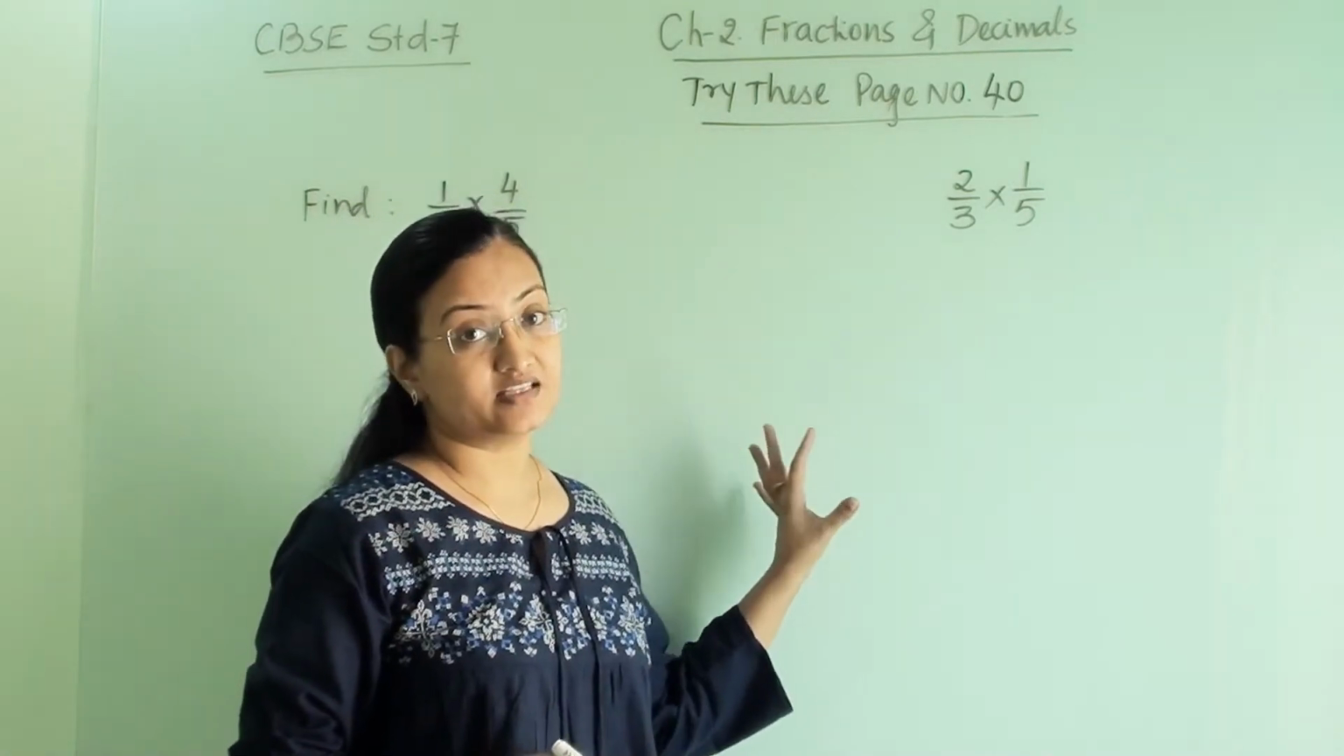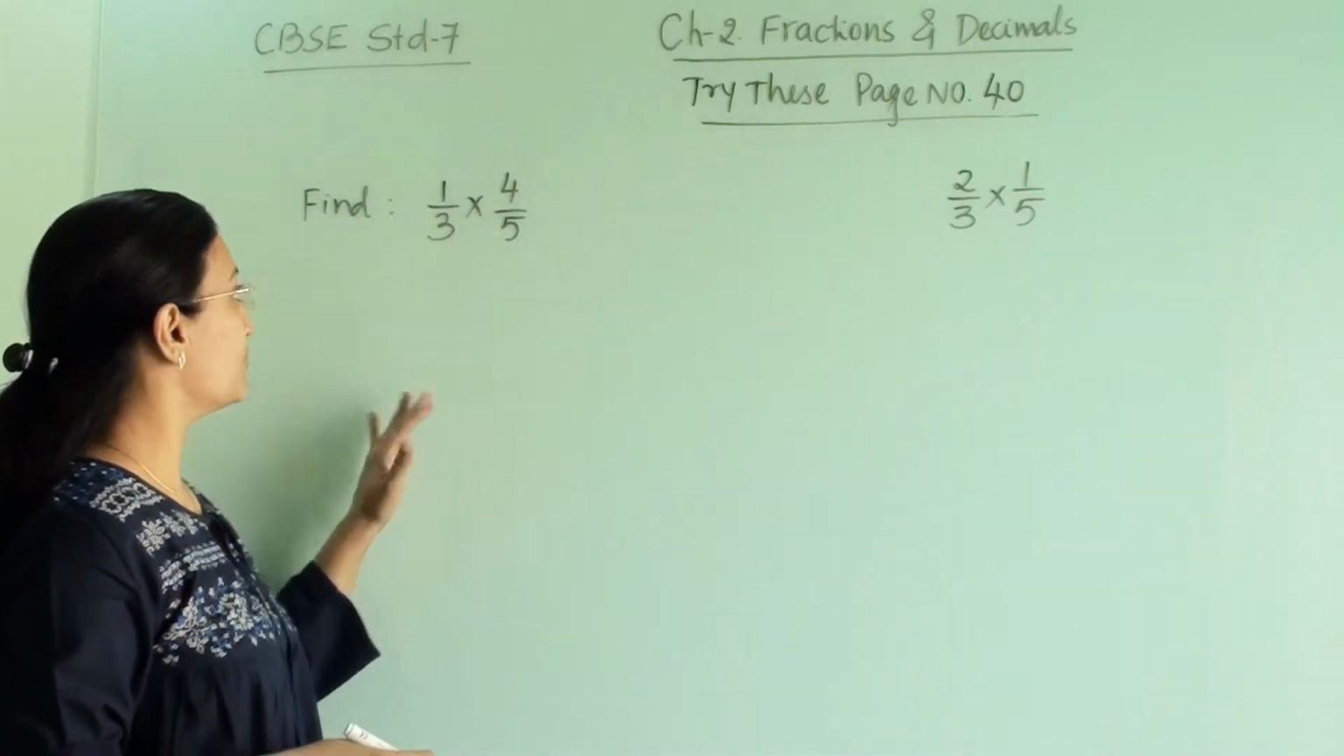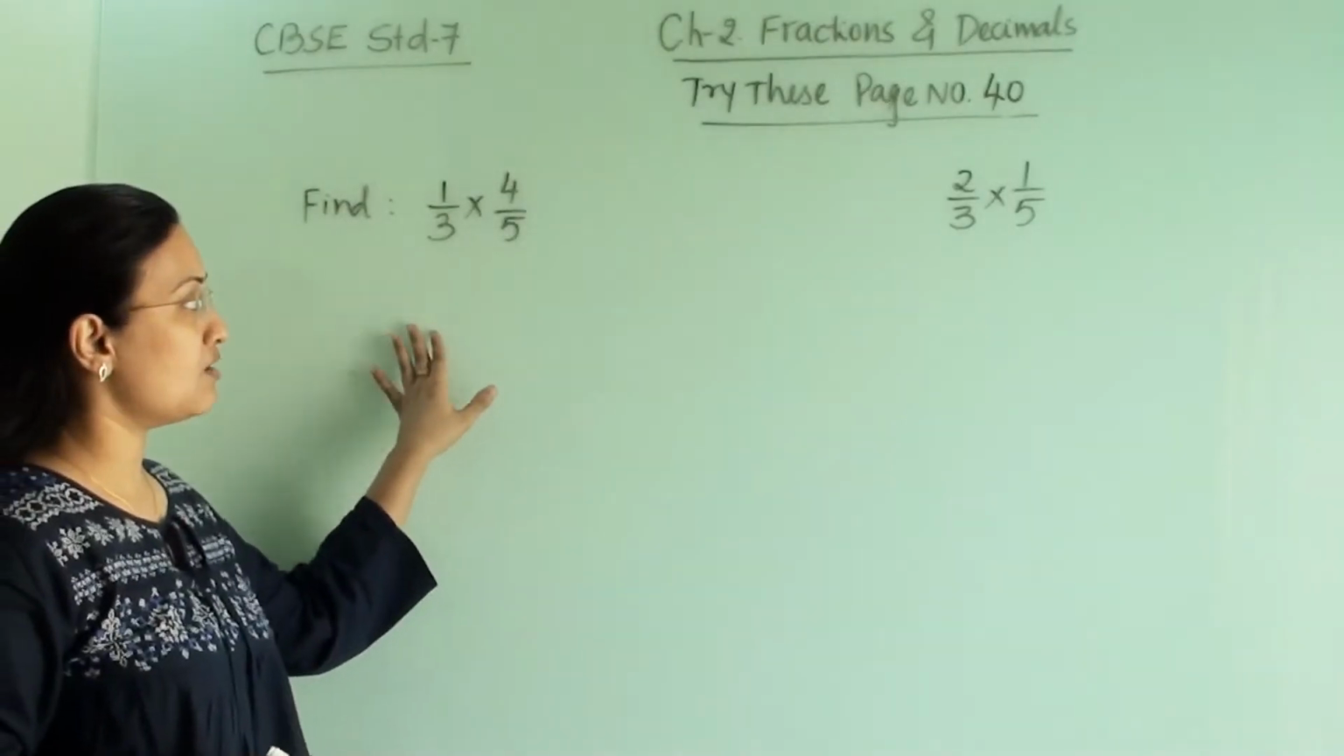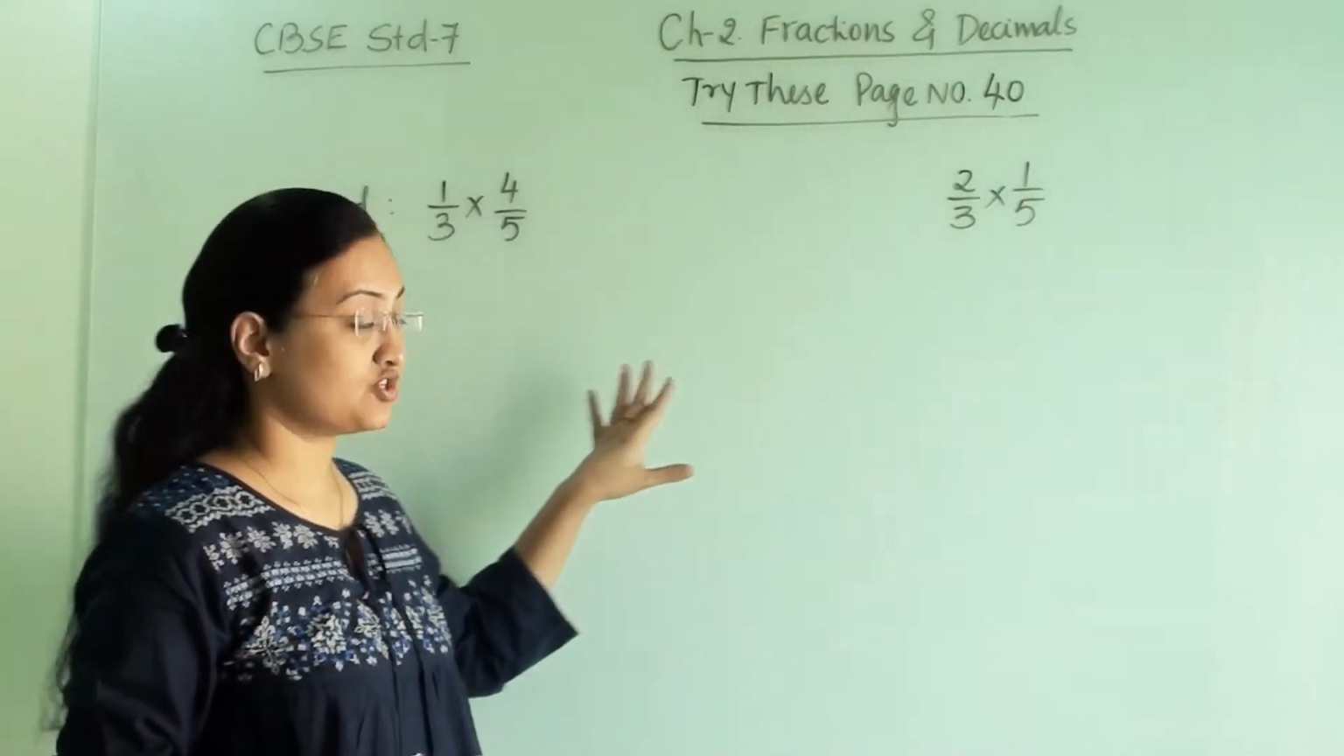Today we are going to solve some of the examples from page number 40, and these are the "Try This" sums. This is the first set of questions in which we have to find two multiplication products.